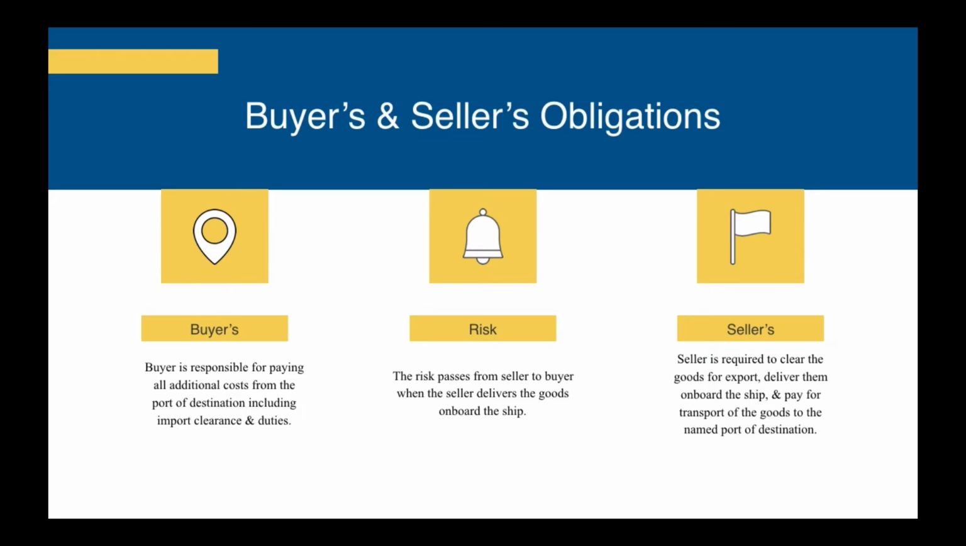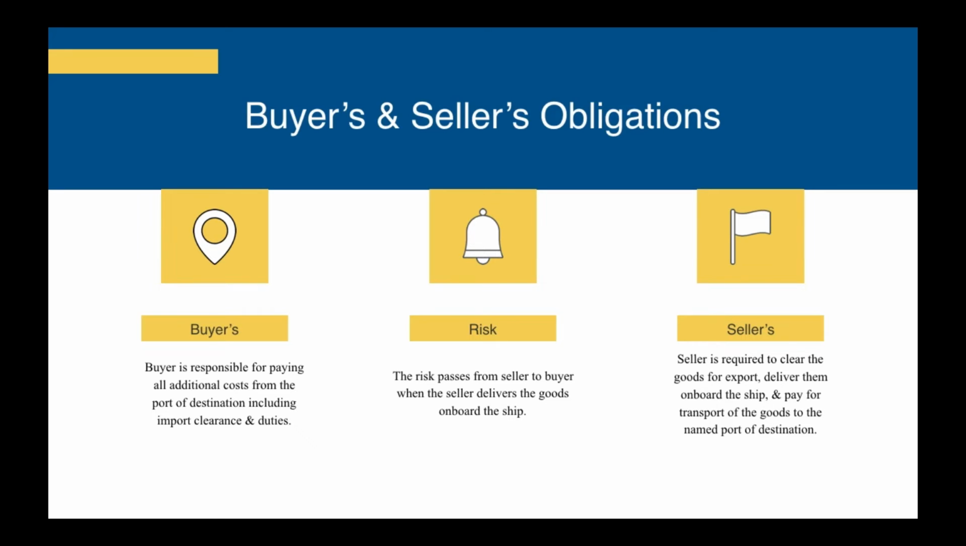Next one, the buyer is responsible for paying all additional costs from the port of destination, including import clearance and duties. So the buyer is responsible for paying for the whole process, right until the goods arrive at the final destination. Let's say the final destination is in the USA. Right until the USA, and they have to clear their import clearance, duties, taxes, and so forth. But it doesn't end there. They have to take the goods from that port right until their warehouse, and that's when the contract is concluded. Got it? Good job.